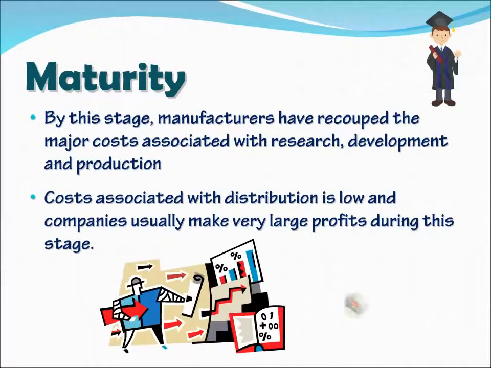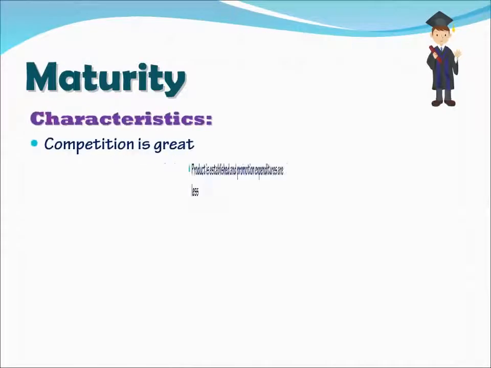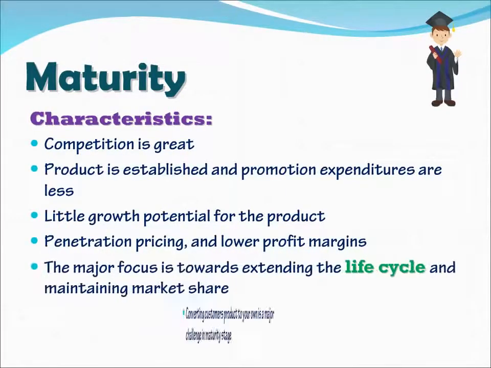And if you can somehow keep those customers coming back and buying your product, then this is where you're milking. This is where you're milking that cow, that product that you have, and you just keep milking it, and that's all money in your pocket, right? Manufacturers have already recouped the major costs associated with the research, development, and production. So any new costs are associated with distribution, and that's low. So companies are making huge profits during this stage. If they can maintain the maturity stage over a longer period of time, this is where they can make some serious dough. So, quick recap: competition is great, right?